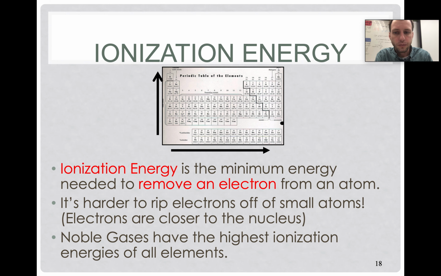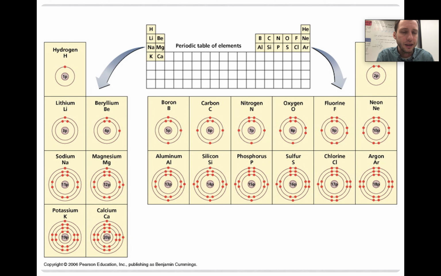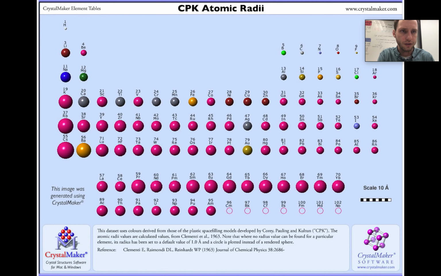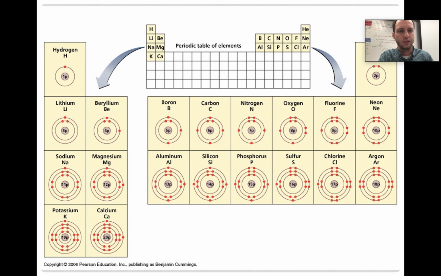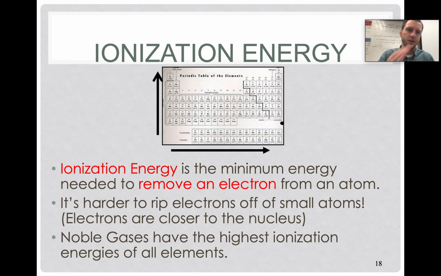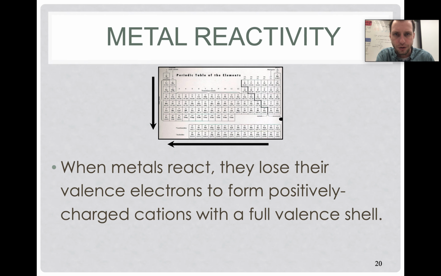Our noble gases have the highest ionization energy. They do not want to give up any electrons. Not only are they small, but they have a full octet, and so they're trying to hold on to those electrons because they're nice and happy with a full valence shell. So why is it harder to rip electrons off of the atoms as you go up and to the right on the periodic table? Because they're smaller, they're closer to the nucleus. It's hard to get electrons off of those. So the ionization energy increases as you go up and to the right.